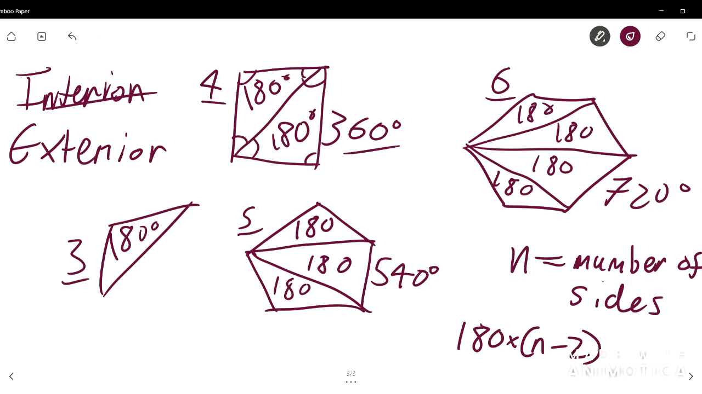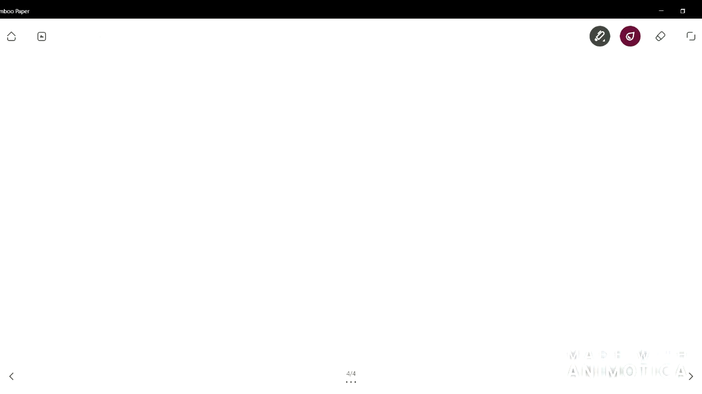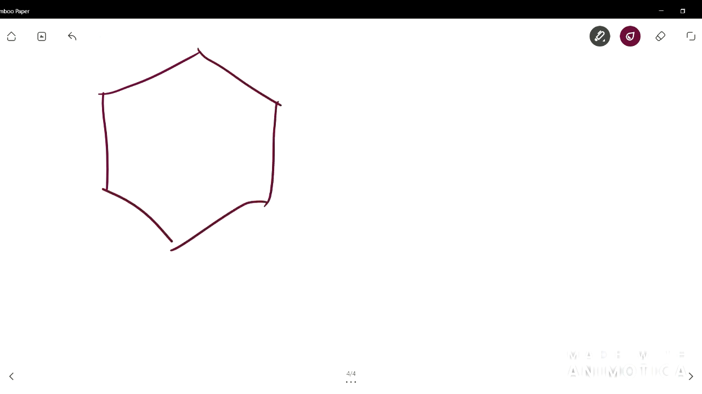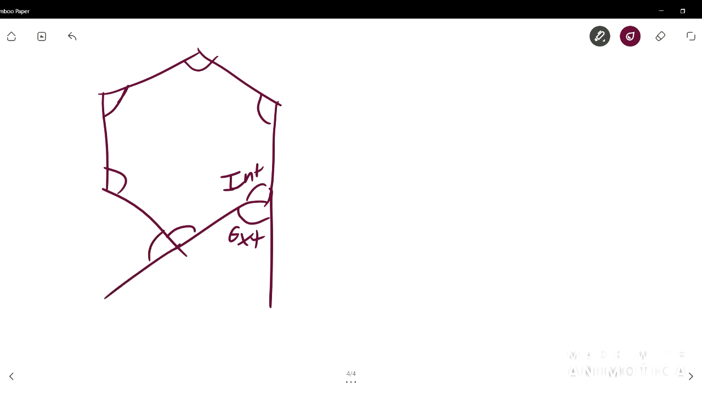Okay, now exterior angles. For every regular shape, you've got an interior angle. All these are interior angles. And then on the outside, if you extend one of the lines, that is an exterior angle. Exterior angle, interior angle. Okay, so if we've got another one there, that's an exterior angle. There's another exterior. There's another exterior. There's another exterior. And there's another exterior.